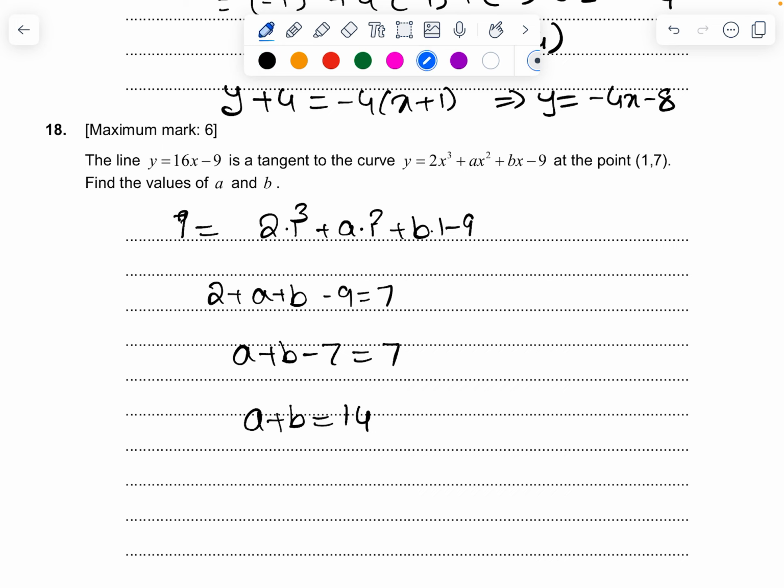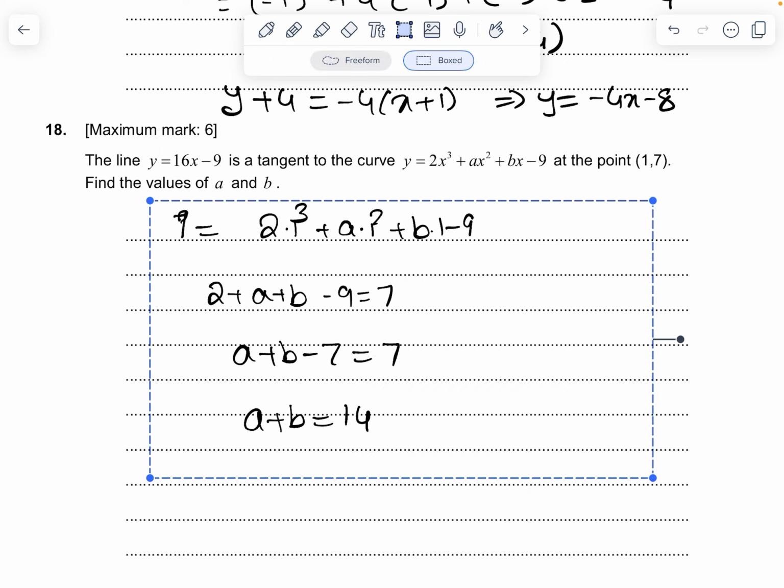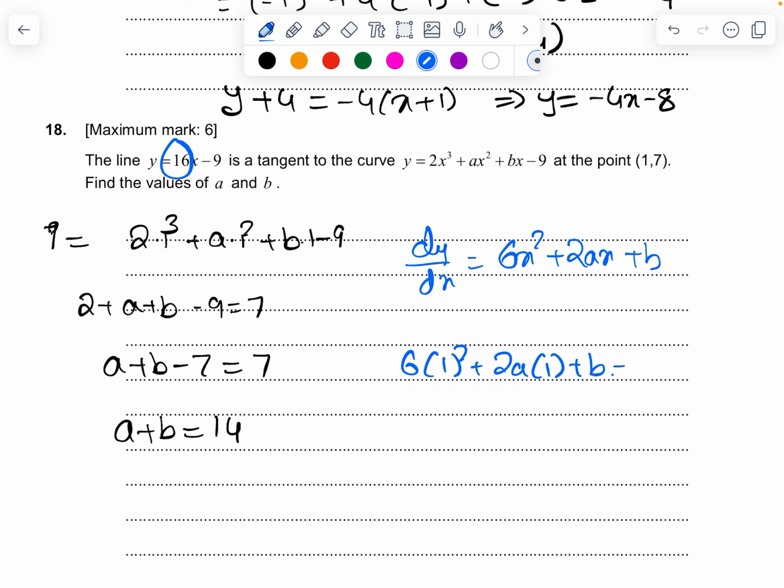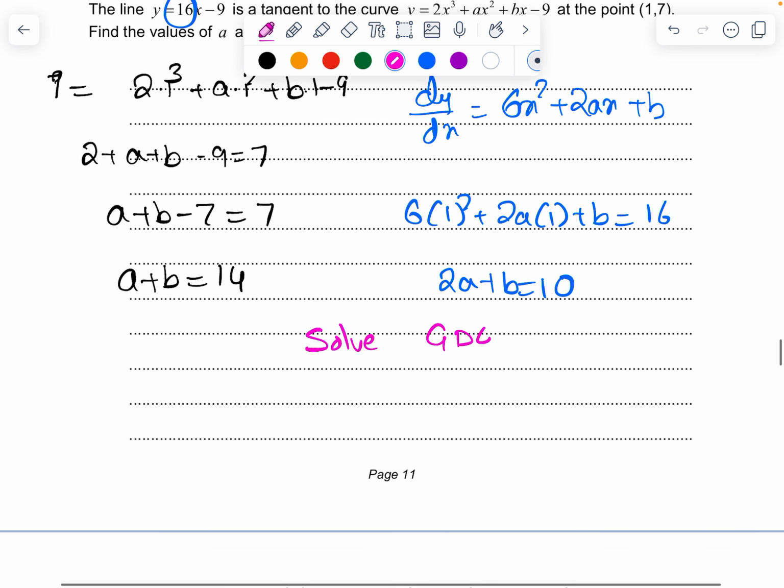Now find the dy by dx. What's going to be dy by dx? dy by dx is 6x square plus 2ax plus b. But the gradient is nothing but how much? 16. So 6 times 1 square plus 2a times 1 plus b equals 16. So 2a plus b equals 10. Then solve the simultaneous equations by using the GDC. You should be getting the value of a as -4 and b as 18.